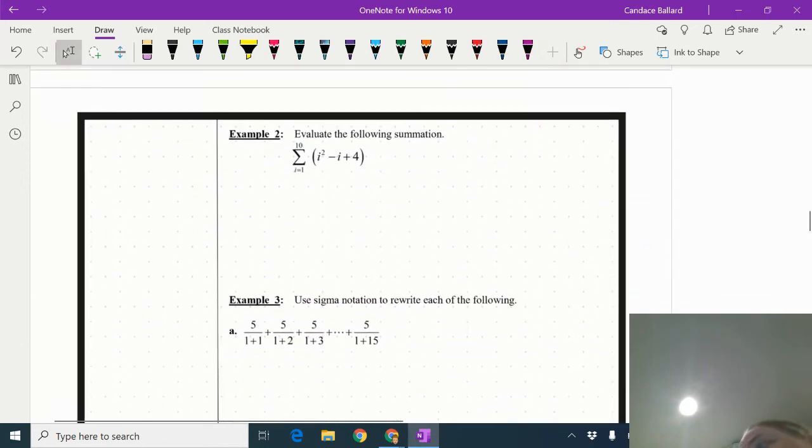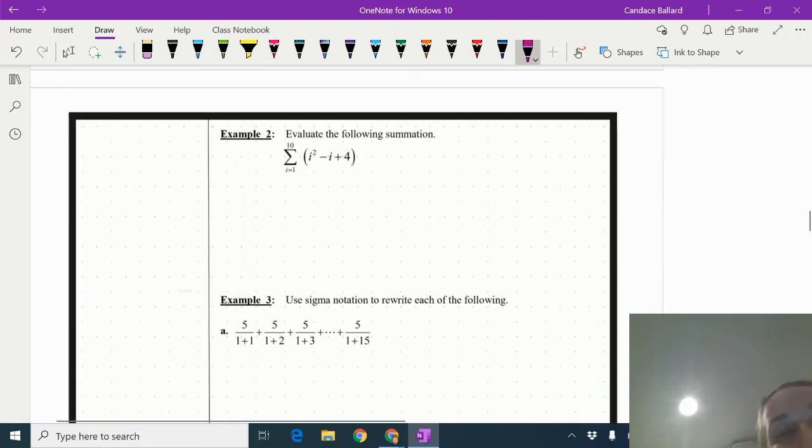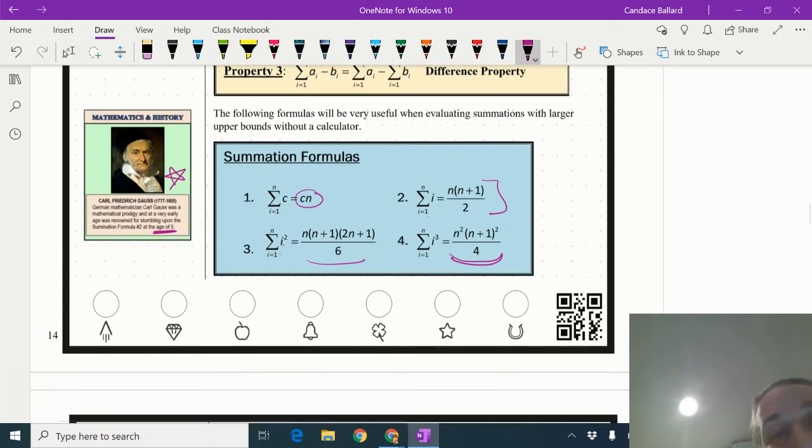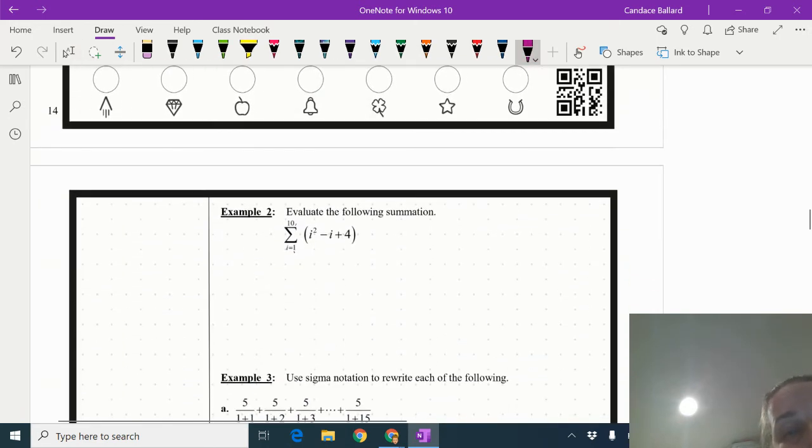All right, so we are supposed to evaluate the following summation. So all I'm going to do is take those formulas that I had on the other page, and I'm going to substitute them in, okay? And I know I'm going from 1 to 10 this time. So I am going to plop in the I squared, which I know is this guy right here. So I am putting in n times n plus 1 times 2n plus 1 divided by 6. And again, that replaces the entire I squared.